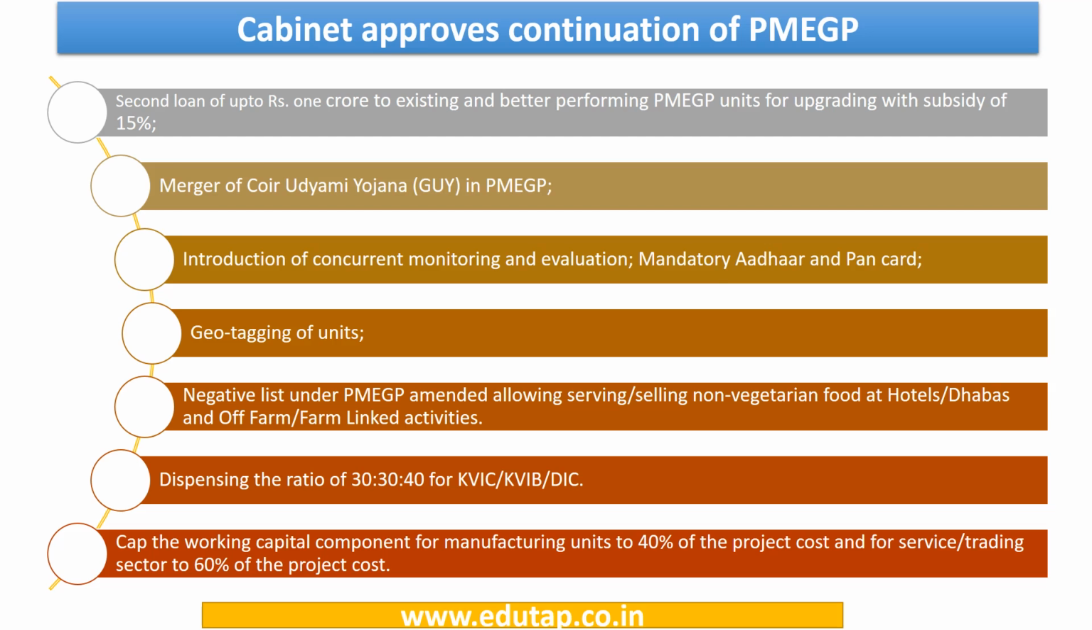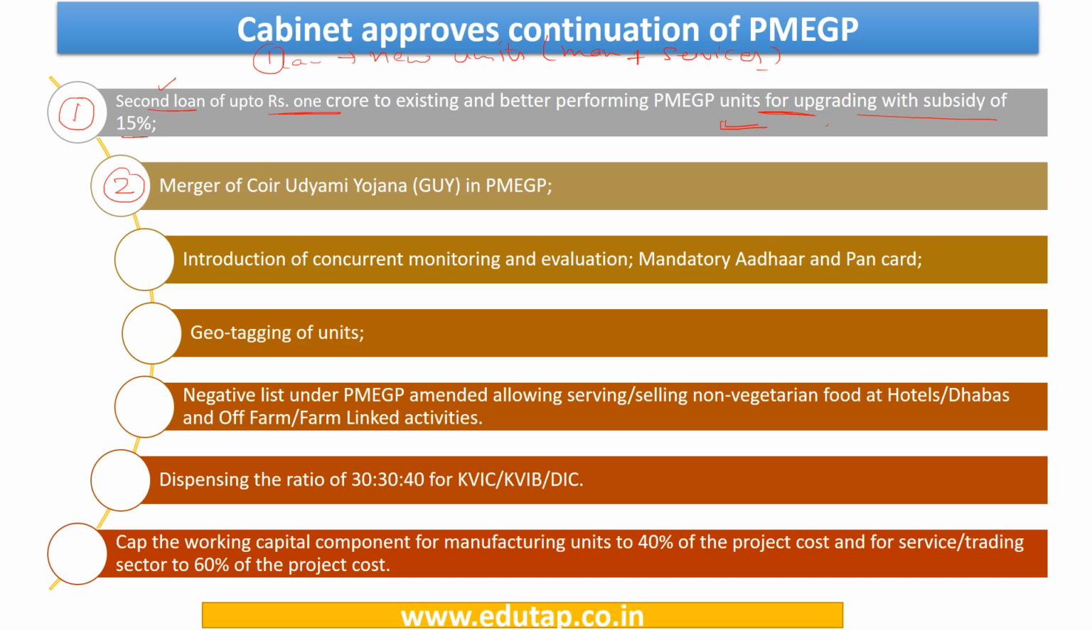So these are the changes that have been made currently by the government along with the continuation of this scheme. The first one is that the beneficiary is now able to take a second loan of up to rupees 1 crore, with a subsidy of 15%. That is, earlier only a one-time loan was provided to the beneficiary, but now a second loan could be given for upgrading the units that have been made. The first loan is provided under the scheme to develop new units, and it is for manufacturing and services sector. But now a second loan could also be provided for upgrading the units.